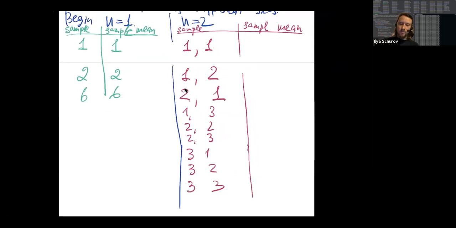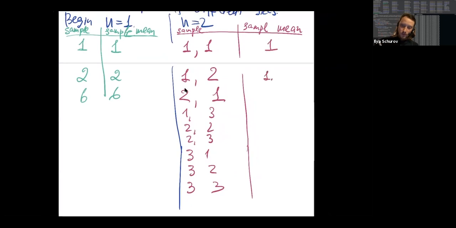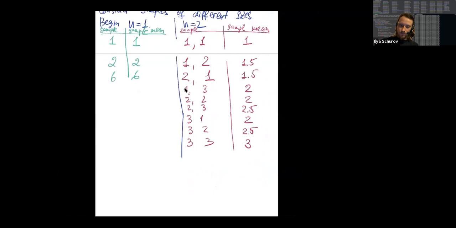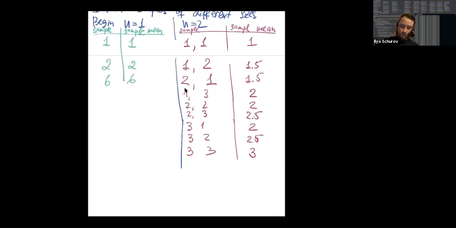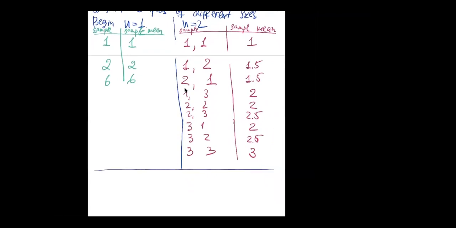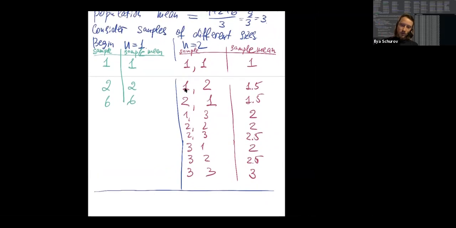And now let us find the mean of each sample. For my first sample, the mean is just one. The mean is 1.5. Here again it is 1.5. Here is 2, 2, 2.5, 2, 2.5, and finally 3. Well, sorry, I forgot, what does N stand for? N equal to 2 is the sample size. So we have two elements in each sample now.